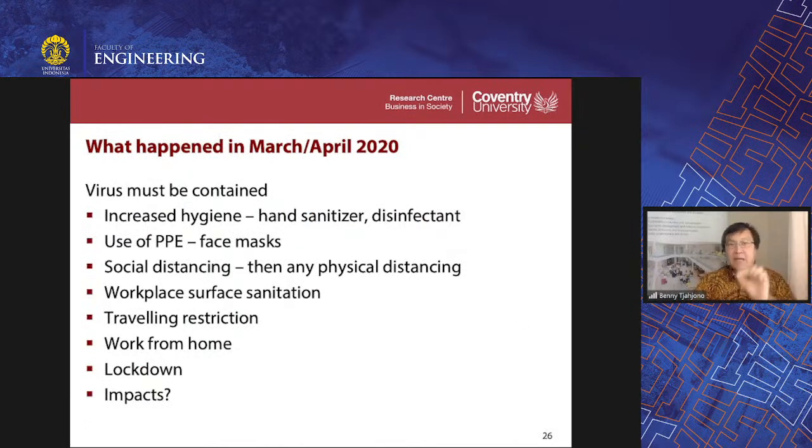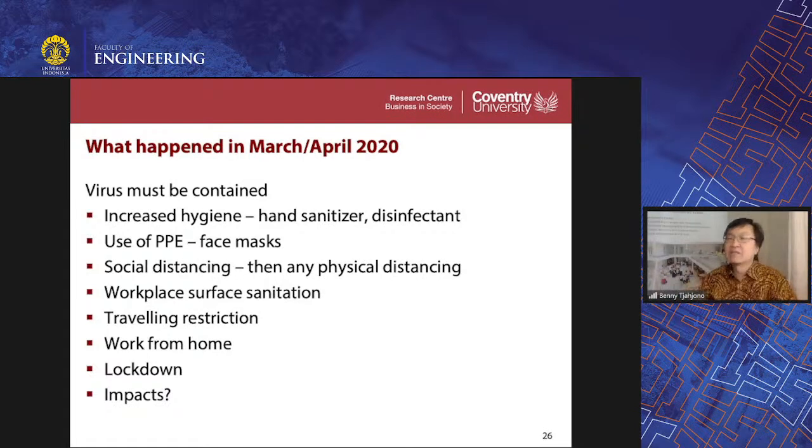Talking about supply and demand, let's take a look at what happened during March or April 2020, the first time we had this pandemic. At that time, of course, the virus had to be contained. Everybody was really worried about hygiene. They all wanted hand sanitizers, disinfectant, PPE, face masks. Social distancing needed to be done. Workplace surface sanitation, travel restrictions. We had work from home, lockdown, everything.